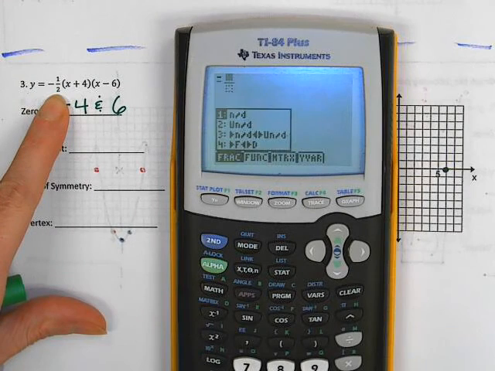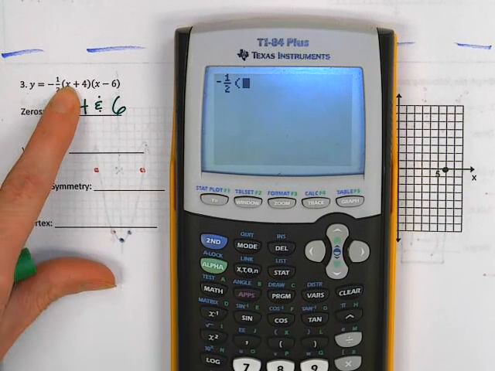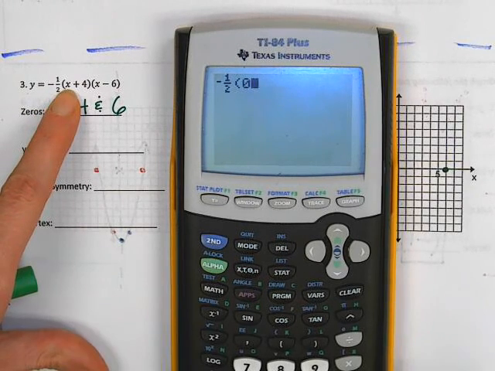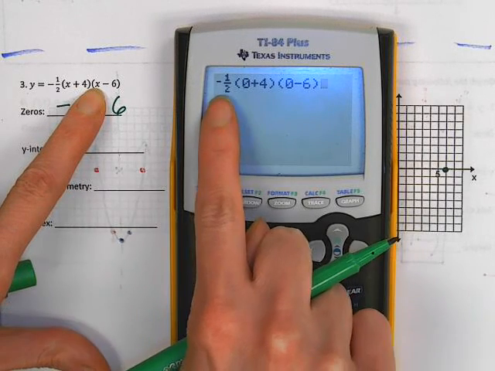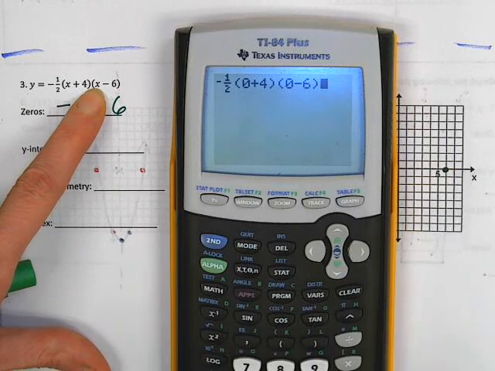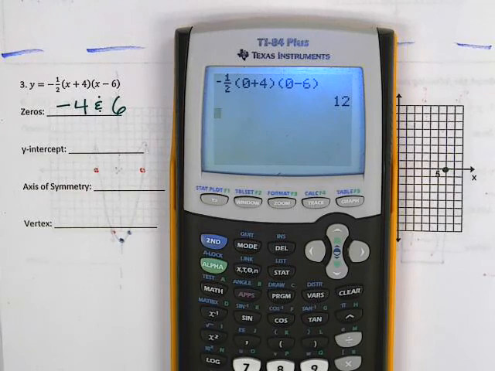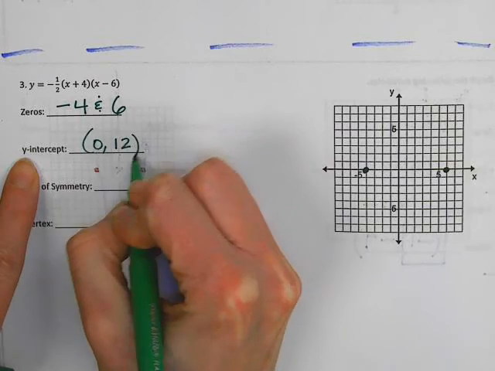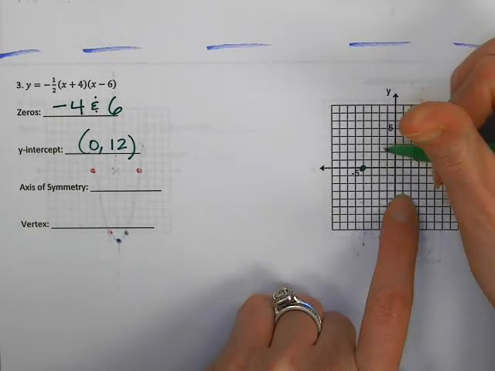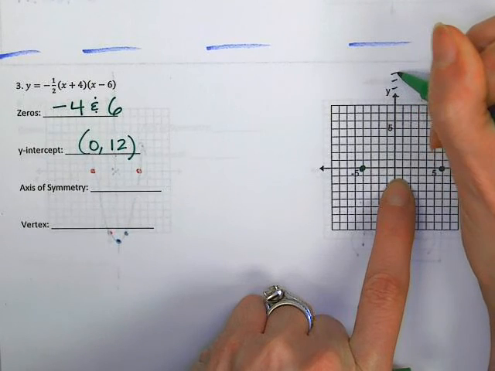So we have negative 1/2 times, all right, I'm plugging in 0 for all the x's. So 0 plus 4 times 0 minus 6. And let's see, I can do this in my head. Negative 1/2 times negative 24, it should be 12. So the answer is 12. All right, so the y-intercept is at 0, 12. And let's get that on the graph too. 5, 6, 7, 8, 9, 10, 11, 12.